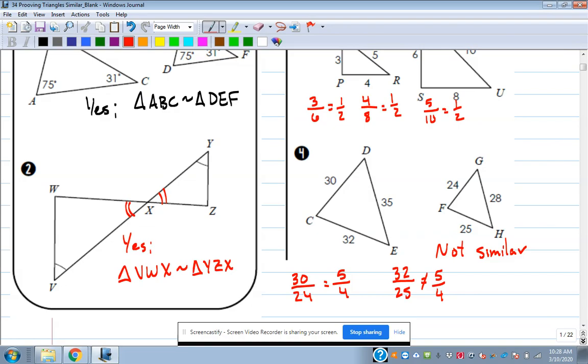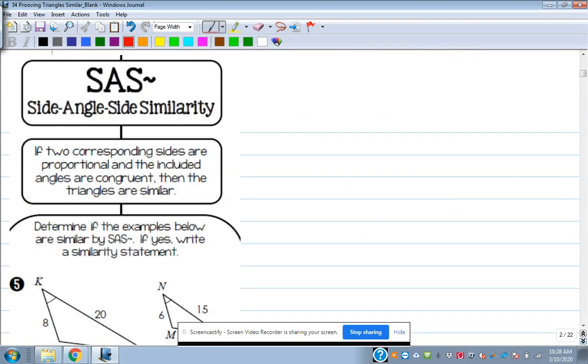If all 3 pairs are not the same ratio, then we are not similar by side. Okay, so not too difficult here. You just got to look at ratios. Side angle side similarity: you've got 2 corresponding sides, and then the included angle. That means the angle between those 2 sides is congruent. So if the sides are proportional and the angle is congruent, then the triangles are similar.